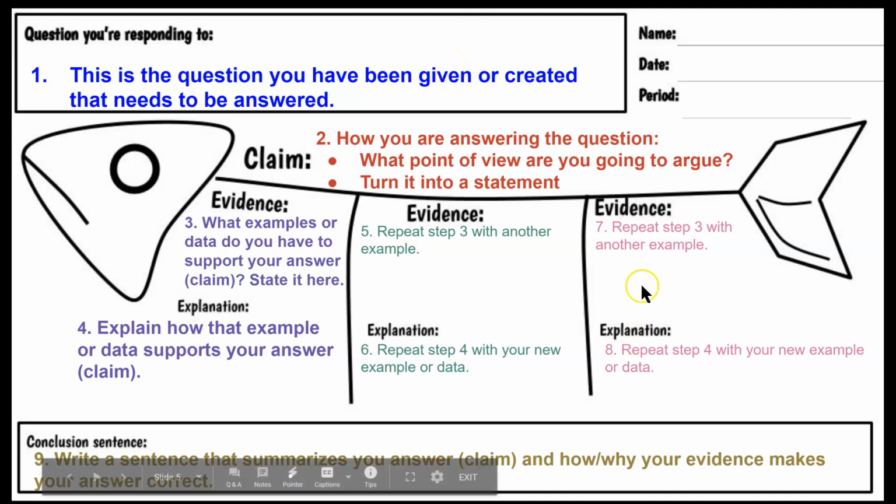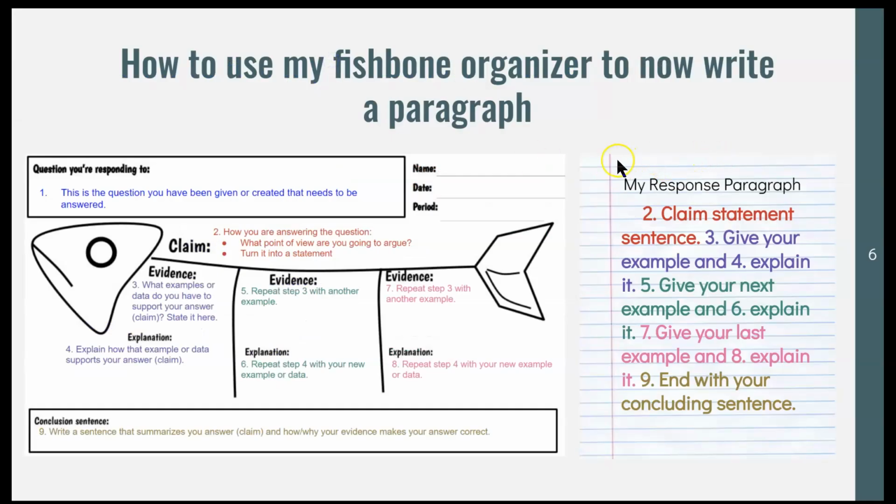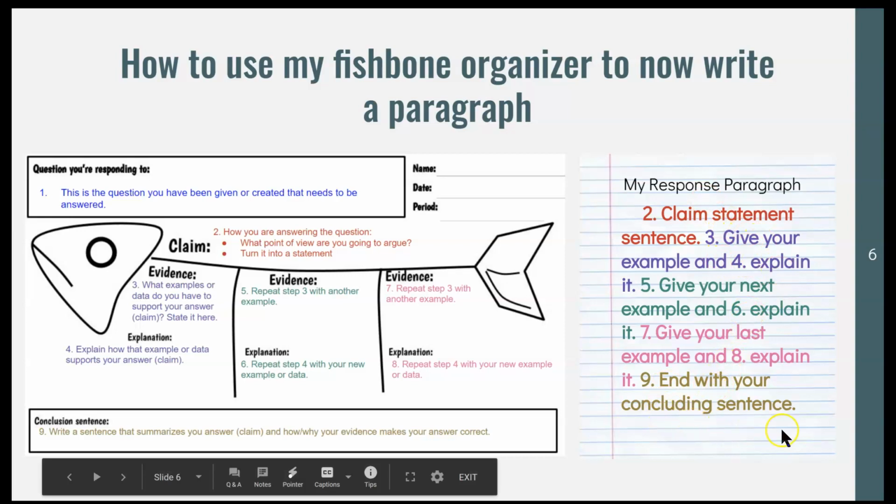So what do we do with all this? Okay, you're going to do yours today and you're going to turn it in, and eventually you're going to have to use that information and you're going to rewrite it out into a paragraph. It starts out with your claim, tells us about your evidence and explains, do that 3 times, and then you're going to end with a concluding sentence. And sometimes it's more than one sentence to end that.